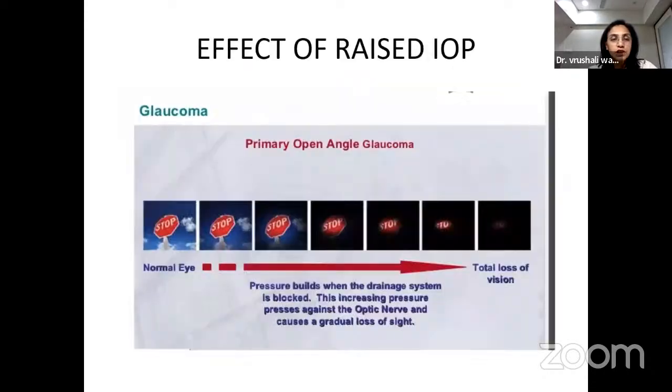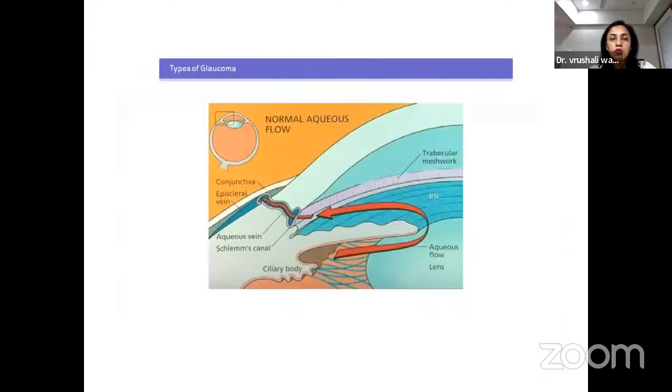So this is how the disease progresses. This is the normal vision we have, central as well as peripheral. In glaucoma, peripheral vision gets affected, and there is a progressive decrease in peripheral vision. Then we get tubular vision, and at the end stage, we get a total loss of vision. So this is how glaucoma progresses.